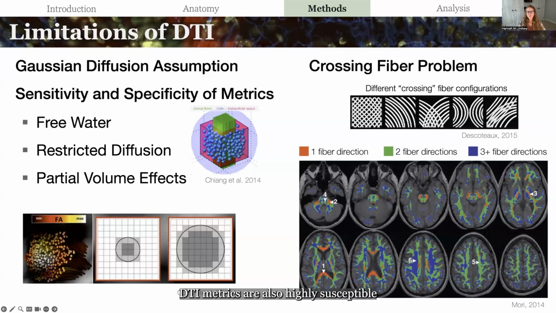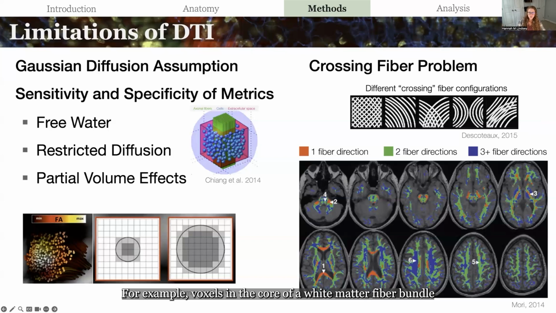DTI metrics are also highly susceptible to free water and partial volume effects, which occur when signals from cerebral spinal fluid or other tissue types contaminate the voxel. Within a single voxel, multiple tissue types may be present, like white matter, gray matter, CSF, vascular tissue, etc. And they all will contribute to the signal. So these contributions are averaged during tensor reconstruction, resulting in a single dominant diffusion direction.